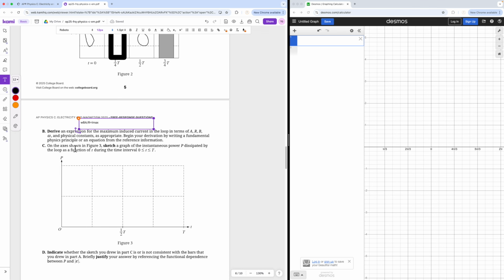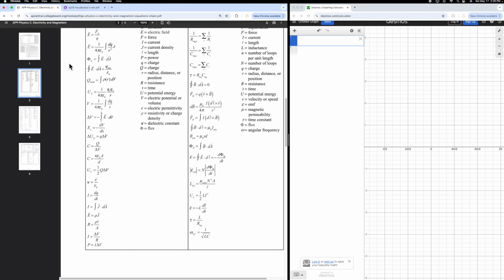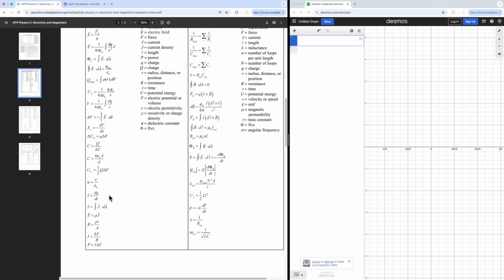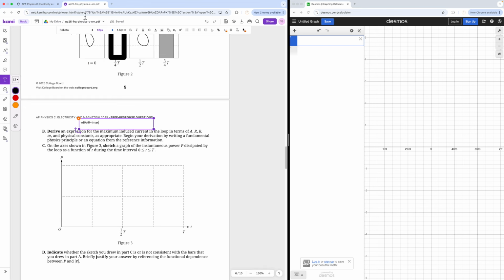Now C. On the axes shown below, sketch a graph of the instantaneous power dissipated by the loop as a function of time. Well, let's go back to our equation sheet again. We can find that your power is equal to your current times your voltage. Well, what else do we know? So we know P equals IV. Well, voltage is equal to IR, so we have I squared R. And what we're going to do here is try to find out what the power is proportional to.